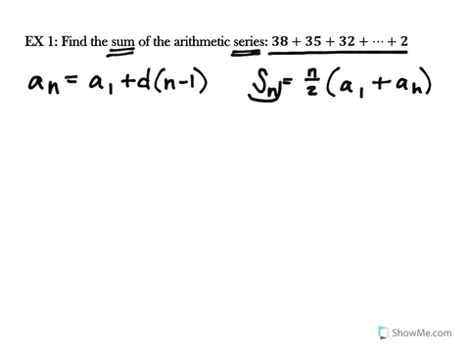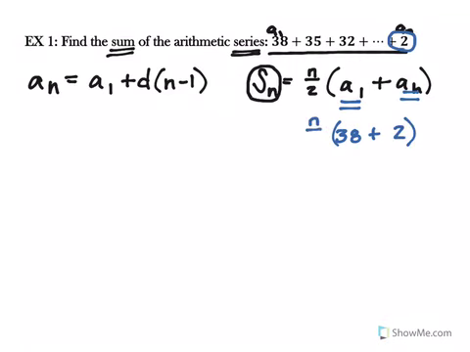And this is the formula we're going to use, S sub n, meaning the sum, given that n is this many terms from a sub 1, which is our first term, to a sub n, which would be our last term. In order to use this formula, we need a sub 1, the first term, which is 38, so we can put that in there, plus a sub n, our last term, which is 2. We can put that in there as well.